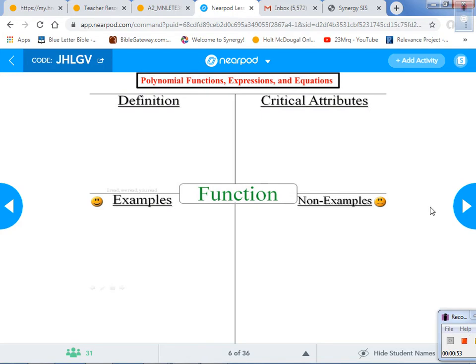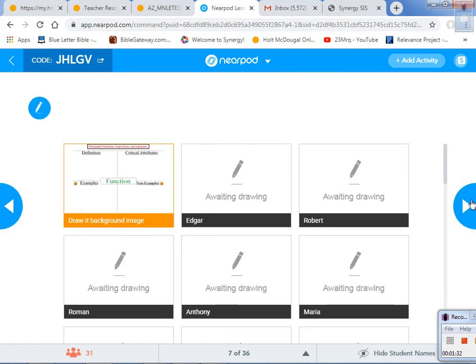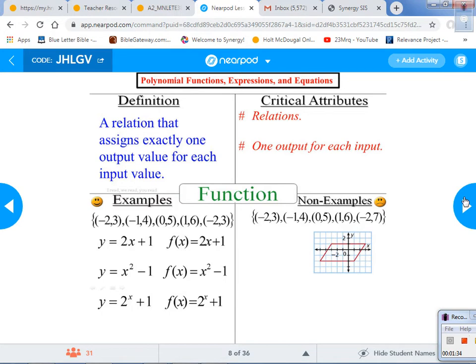Function. Now by now you should know the definition without looking at your notes. The definition of a function. All right, let's see. How about Roman Aguirre? A relation that has one input for every output. Boom, that is correct.